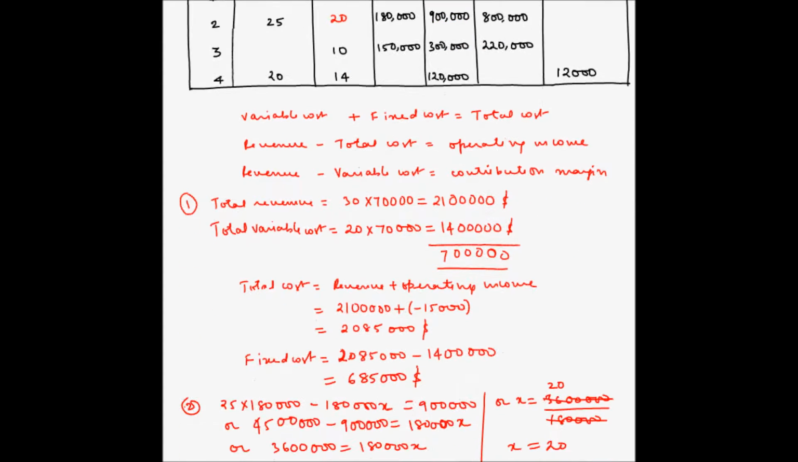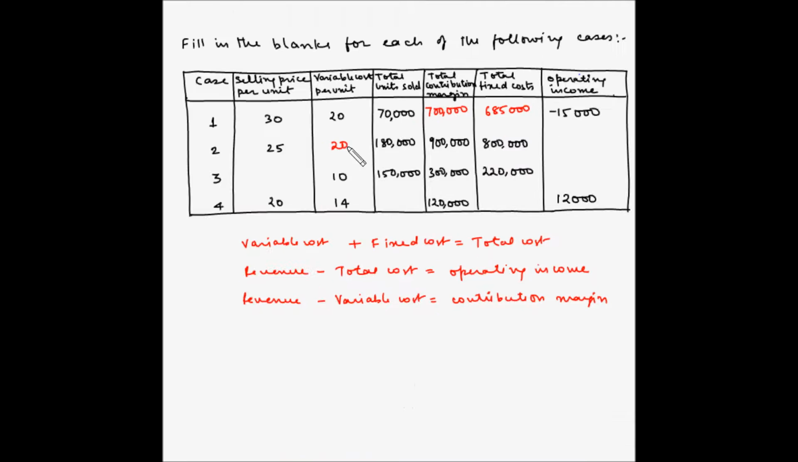Let me erase this first example here. Now the next missing information is the operating income. So we know that operating income is revenue minus the total cost. So we know the revenue, selling price multiplied by the units sold, and the total cost will be equal to the total variable cost plus the total fixed cost. So let's find out the operating income.